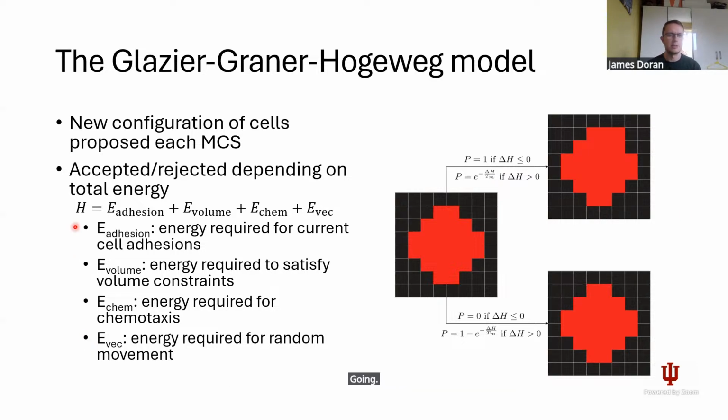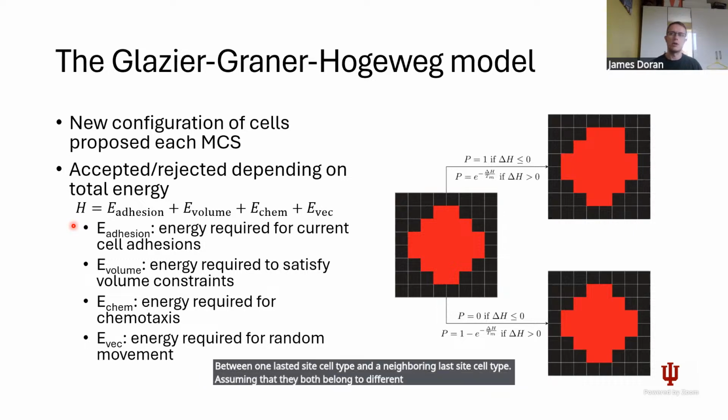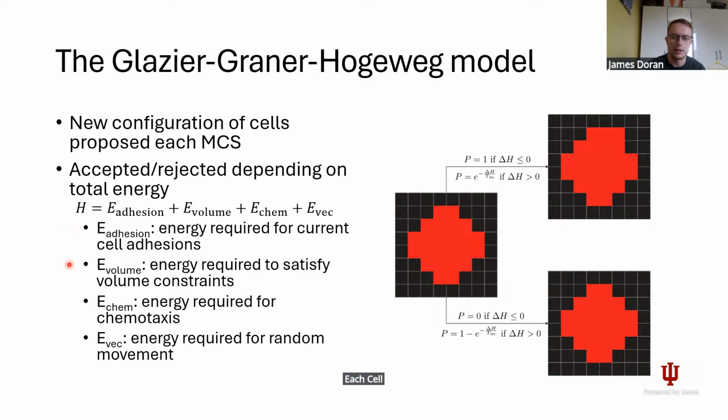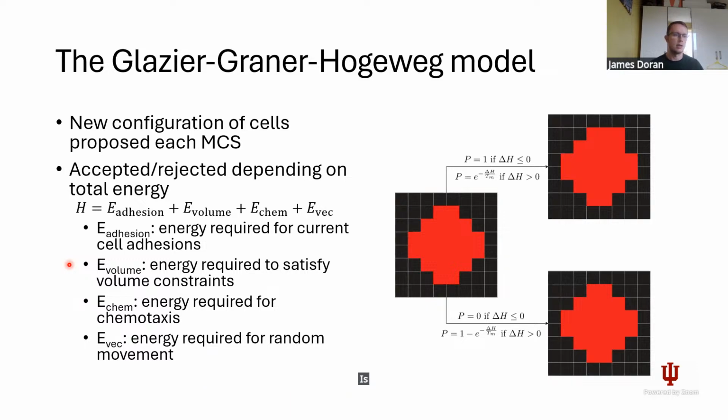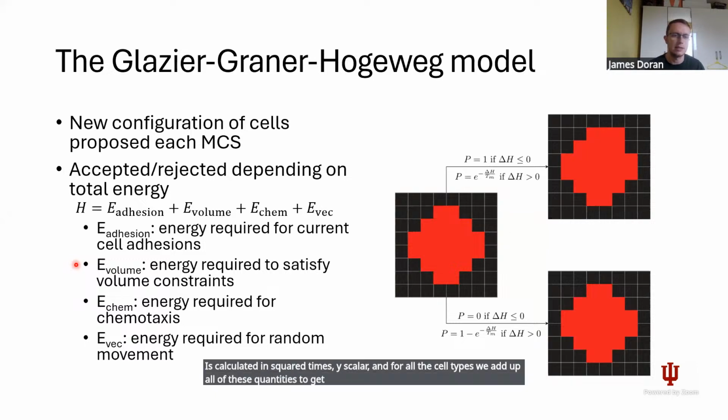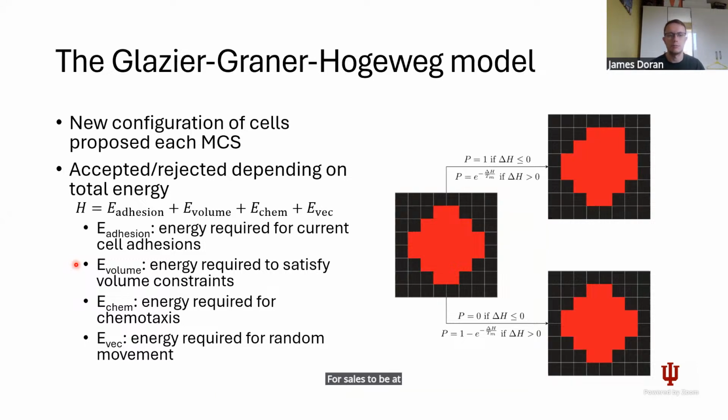Going through each of these energy types in turn, the adhesion energy is calculated by summing up the amount of energy needed for contact between one lattice site cell type and a neighboring lattice site cell type, assuming that they both belong to different cells, and we add up over all the lattice sites and all of their neighboring lattice sites. Each cell has a preferred target volume that it likes to be at. So for each step, the difference between that cell's target volume and its current actual volume is calculated and squared, times a scalar. And for all the cell types, we add up all of these quantities to get the total energy needed for cells to be at their current volume rather than their preferred volumes.